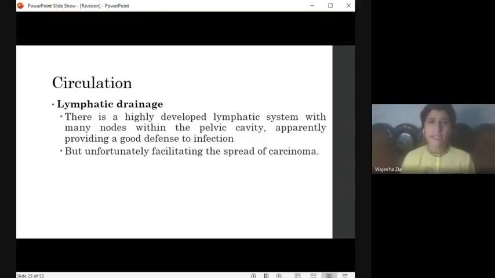So it adds a good defense system to the body, but in case the defense fails, in case of some kind of carcinoma, it also leads to metastasis. The lymphatic system is responsible for the spread of cancer from one body part to another. The breast region and the pelvic lymphatic system are the two most developed ones, and they also lead to the spread of carcinomas.